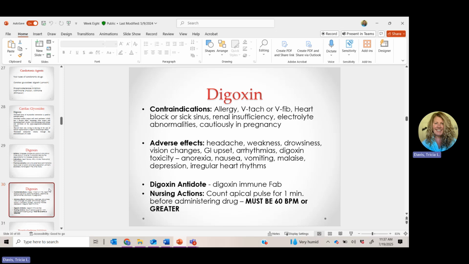We do have an antidote that we can give. It's called digoxin immune Fab. This is a medication that we can give if their levels become too high. And you guys have to remember, you're counting an apical pulse for 1 minute. Before administering this drug, that heart rate has to be 60 beats per minute or greater.